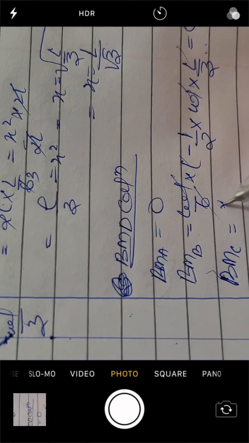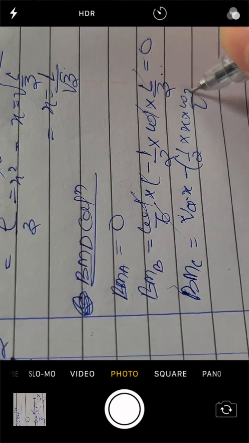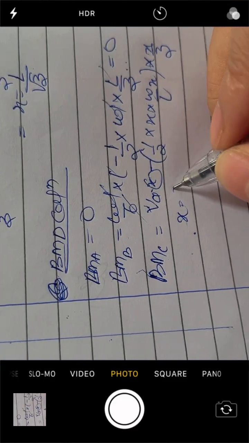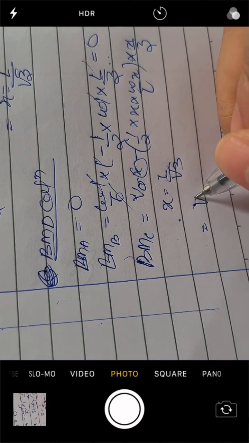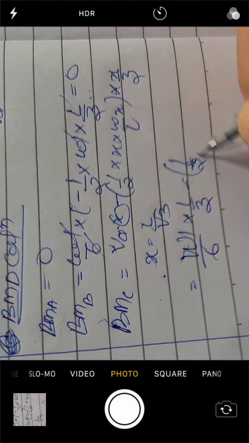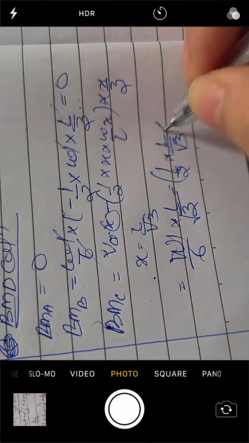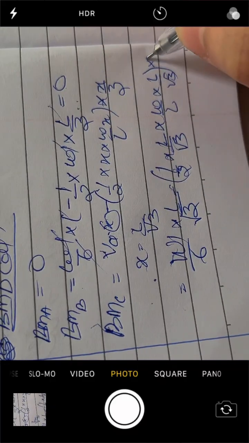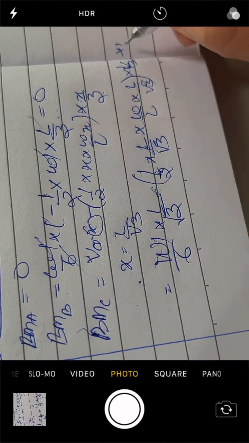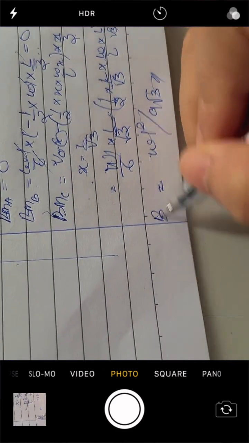Now we'll calculate the bending moment at C. It's VA into X minus half into X into W by L into X by 3 from the base. So now in X's place you need to substitute this L by root 3 simply. So what is the value of VA? WL by 6 into L by root 3, minus 1 by 2 into L by root 3 into W by L into L by root 3 into L by root 3 by 3. So after solving this, you will get WL squared by 9 root 3. This is the bending moment at C.